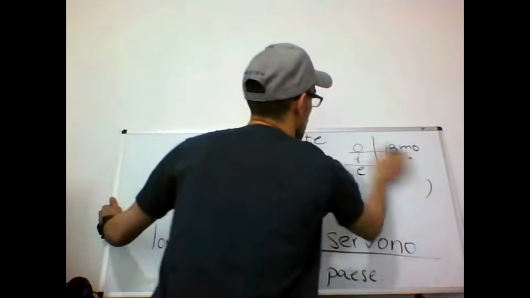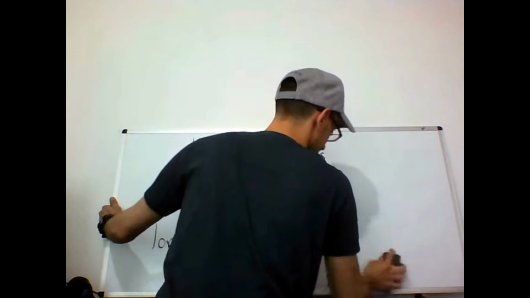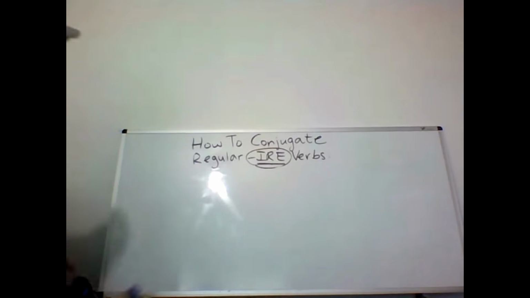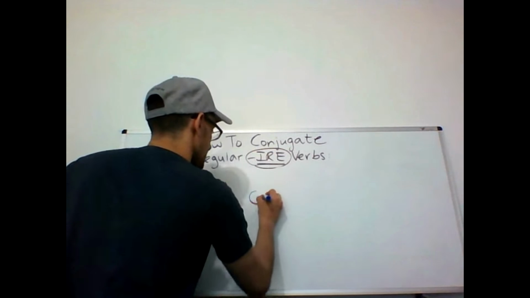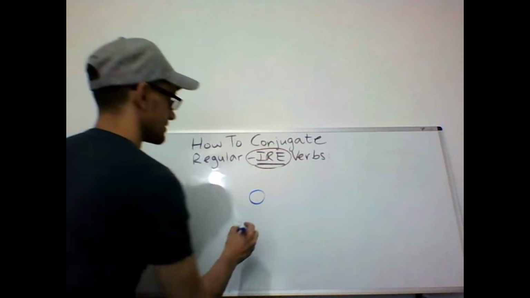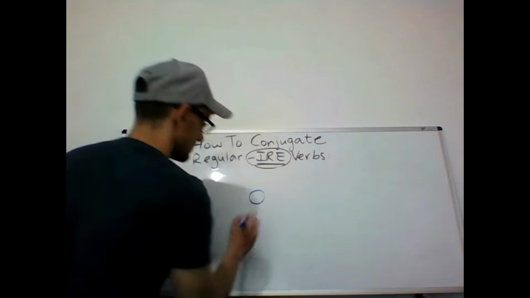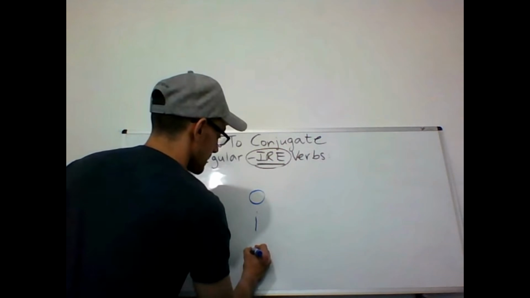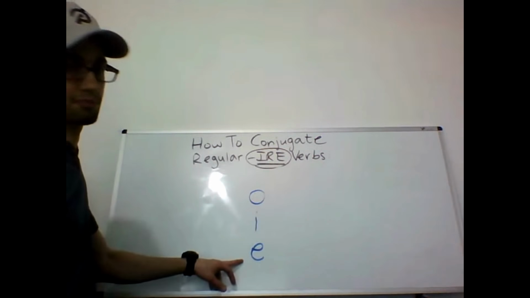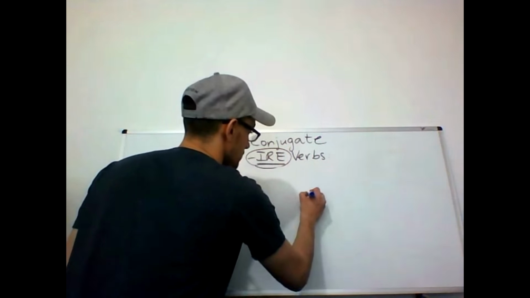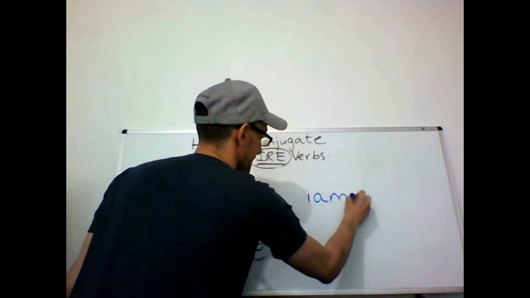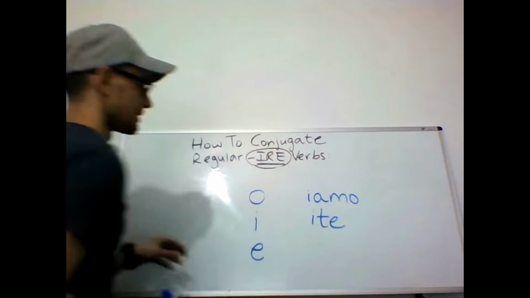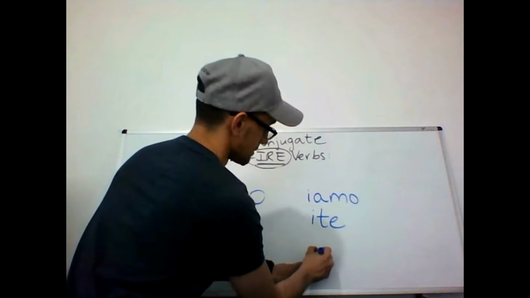So there you have it again. Just for one final go, I'm just going to draw a quick table. So the endings: this is for io, ends in an O. I, said as E in Italian. E, or an E in English, but E in Italian. Iamo for noi. Ite for voi. And loro, onno.